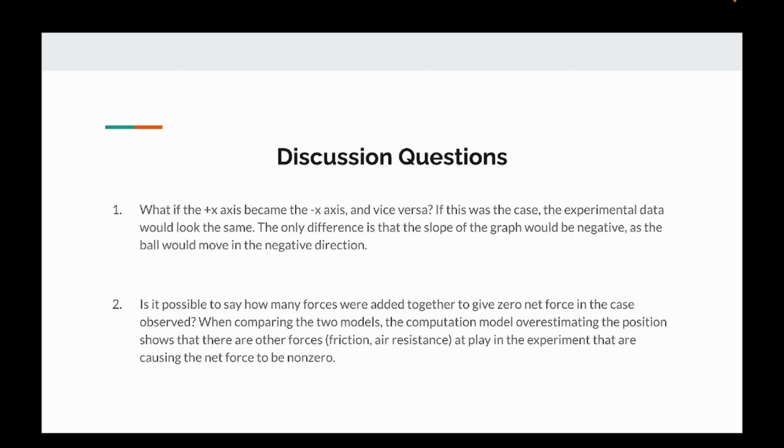Is it possible to say how many forces were added together to give 0 net force in the case observed? When comparing the two models, the computational model overestimating the position shows that there are other forces like friction and air resistance at play in the experiment that are causing the net force to be non-zero, which was explained during the errors.